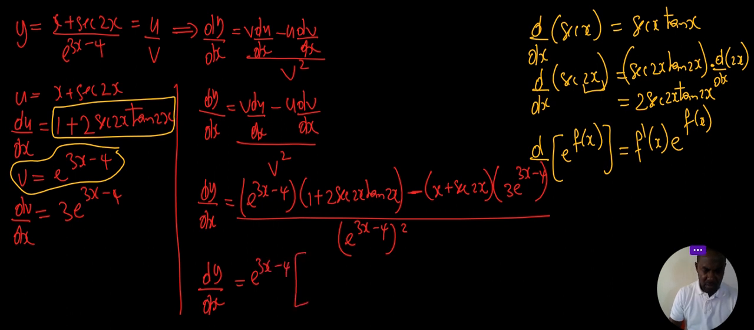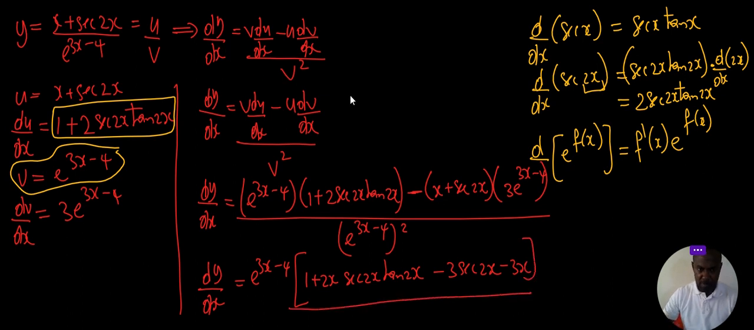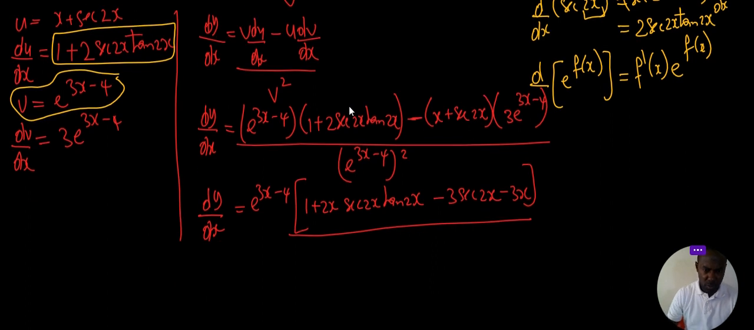And that's going to give us 1 plus 2x sec 2x tan 2x minus 3 times this. So this is going to be equal to minus 3 sec 2x minus 3x, and this is going to be all over e to the 3x minus 4 squared.